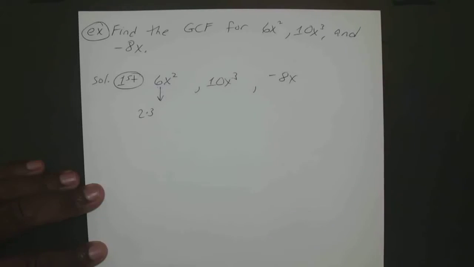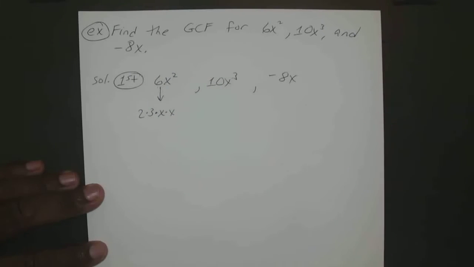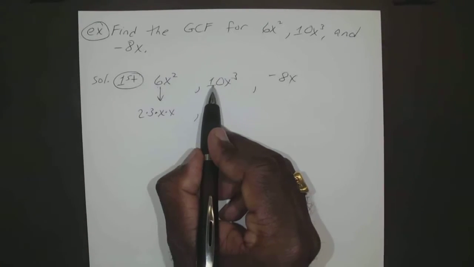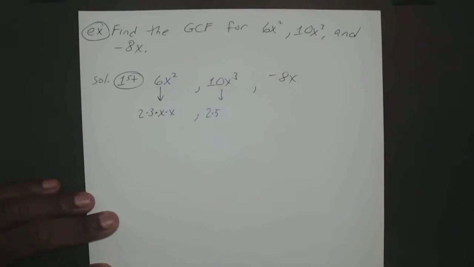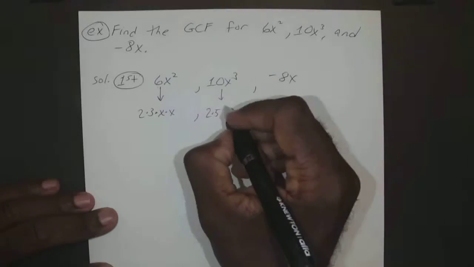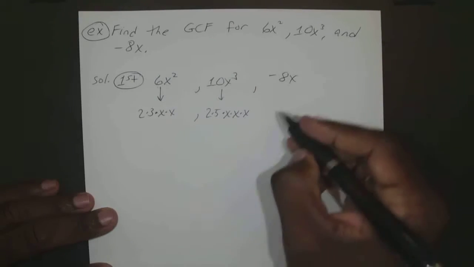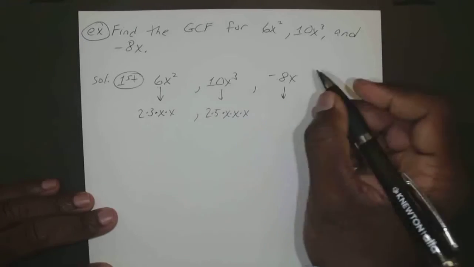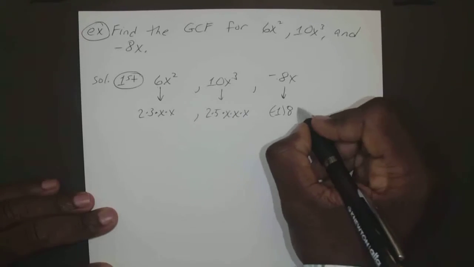And x squared, you can just make that x times x. Okay, so it's just 2 times 3 times x times x. 10x to the third, you can make that 10 into 2 times 5. And x to the third is just x times x times x. And negative 8x, you can make that negative 1 times 8 times x.